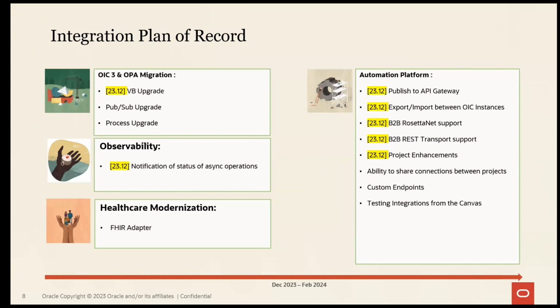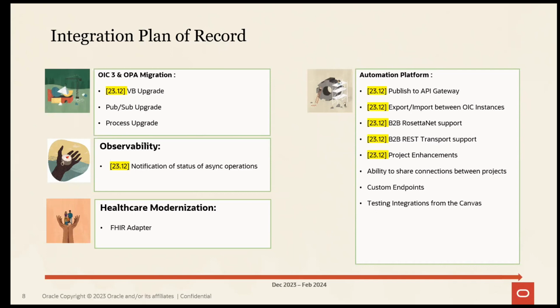Another great new feature there is, and it's a parity feature as well, the ability to do a global export from OIC3 and push the metadata to object storage, and then at some later stage, maybe import that into another OIC environment or restore it into your current environment. 23.12 also sees from a B2B perspective Rosetta Net support. We look at that as well later, as well as REST transport support.